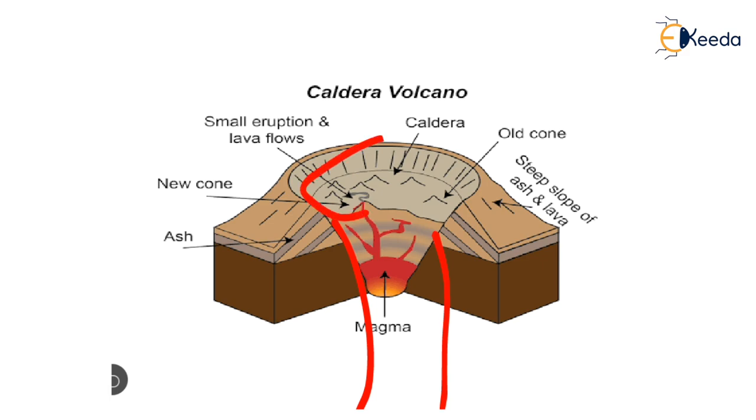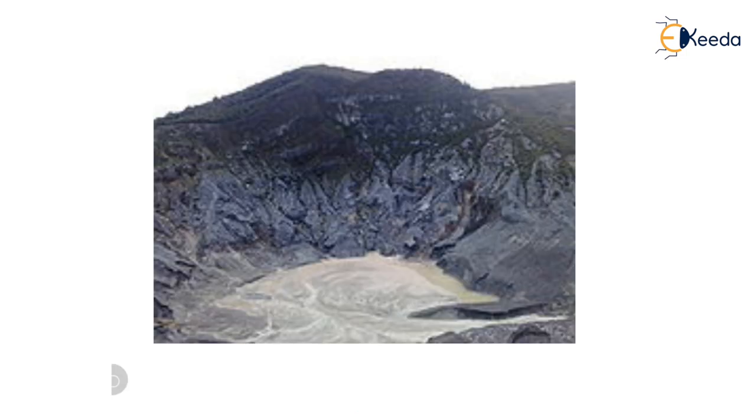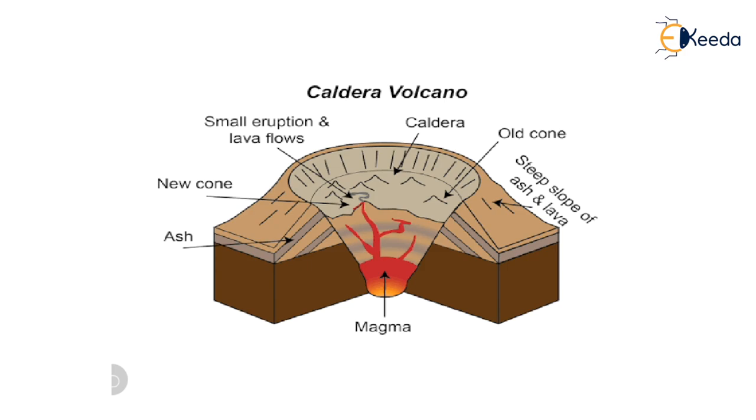And see, this is a small crater depression formed after volcanic activity stops. If we see only a small depression on the surface, then this is called a crater. If it has a high depth, then this is called a caldera. High depth and more depression is called a caldera.